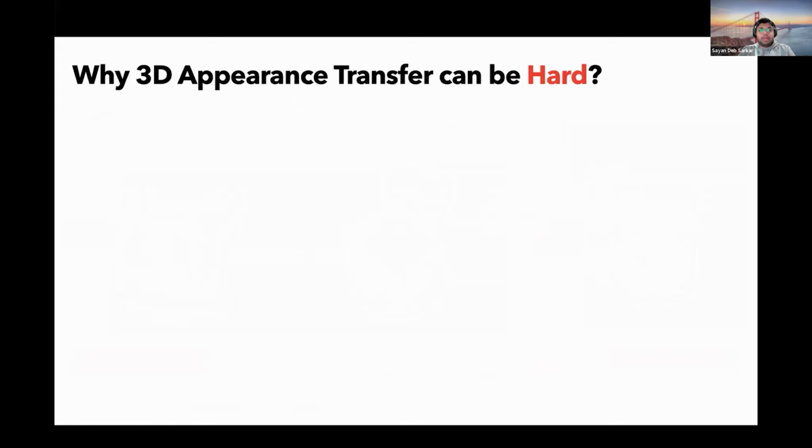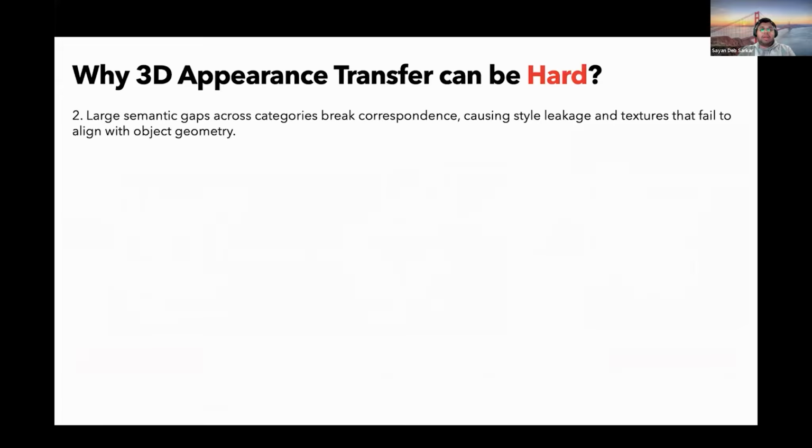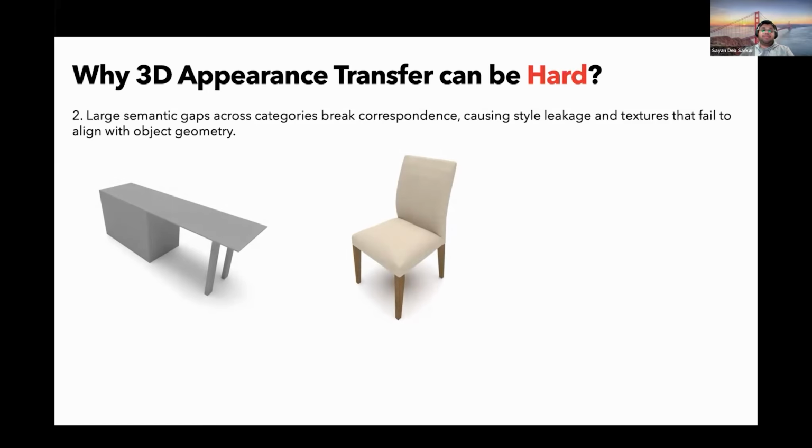And second is when there are large semantic gaps across categories. So let's say you want to transfer appearance from a chair to a table, or, I don't know, a giraffe to a chair, right? This can break correspondence and cause style leakage, thus producing textures that fail to align with the object geometry.